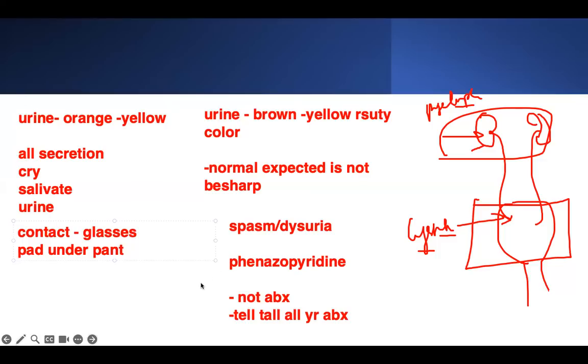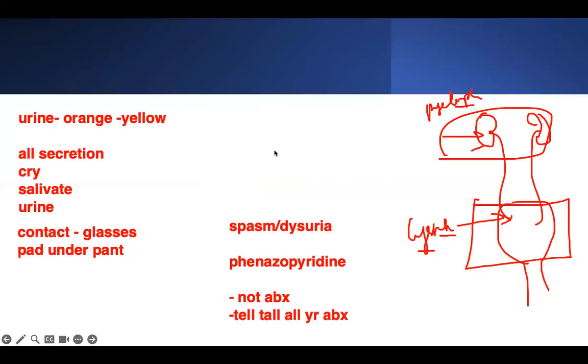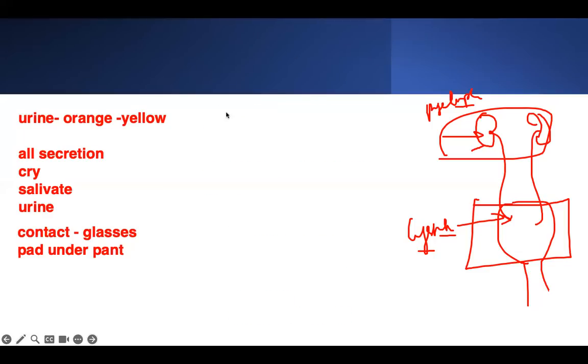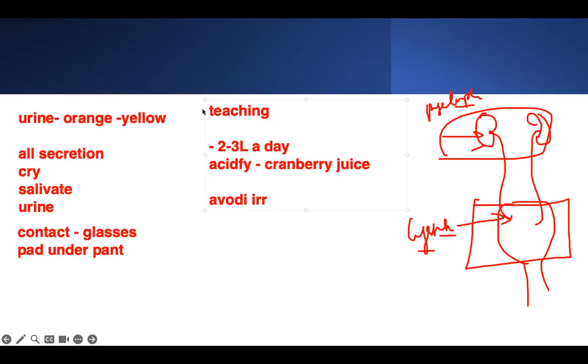Okay. Now, how do you teach this patient so that he does not have this problem anymore? Teaching. Straightforward, right? I want you to drink 2 to 3 liters of water a day. Do that. Okay. Make your urine acidified. So do cranberry juice to help with that. It prevents that.